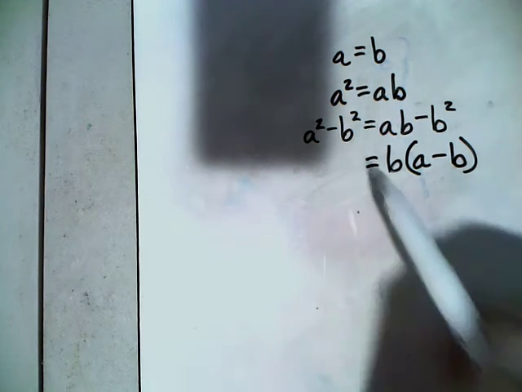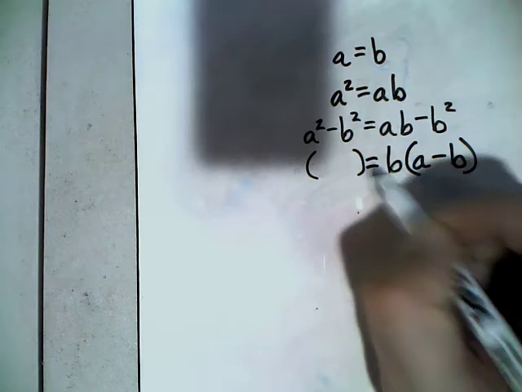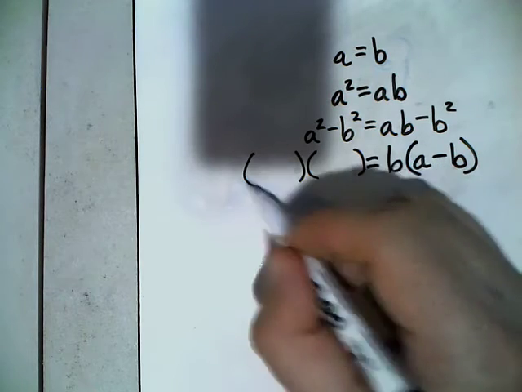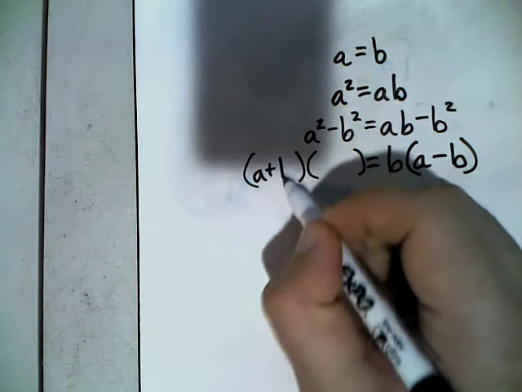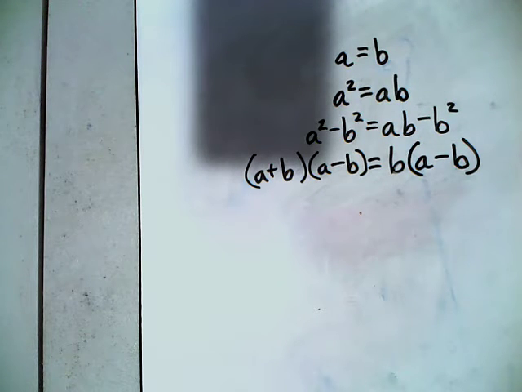Now over here, this is where you're going to have to trust me. A squared minus b squared, there's a little something you'll learn in algebra that anytime you run into a situation like that, you can factor that as a plus b times a minus b. And I don't expect you to understand that. You're going to have to trust me on that one.